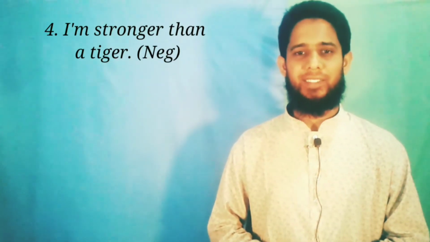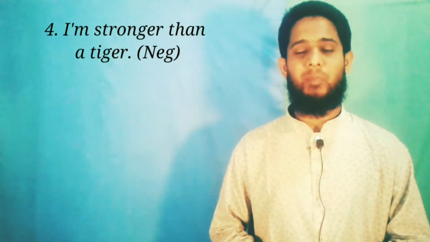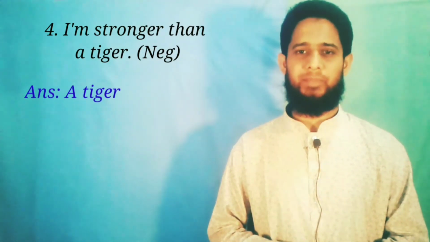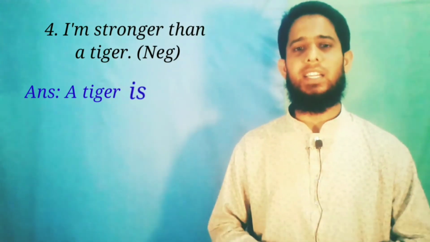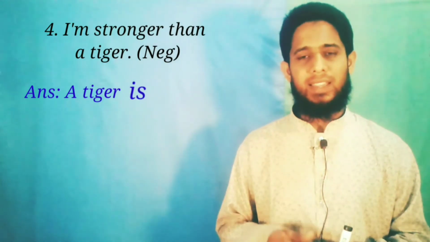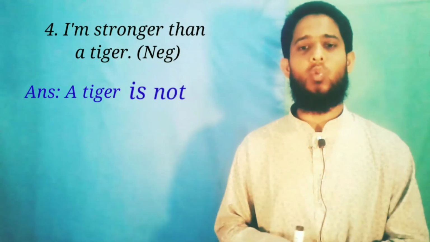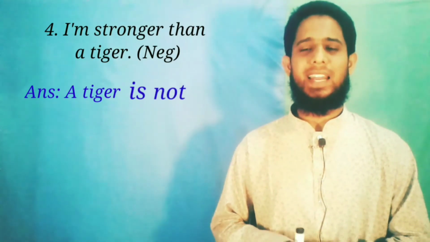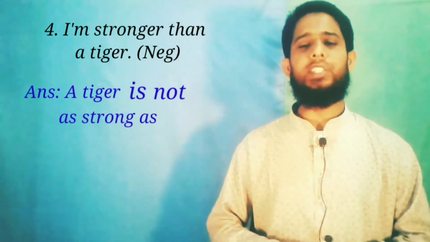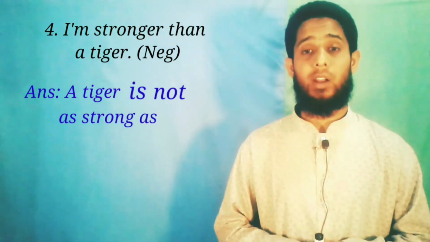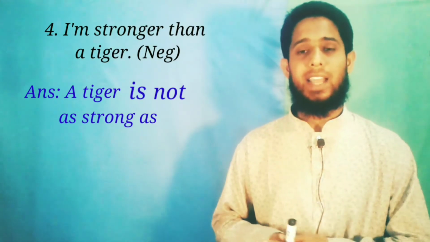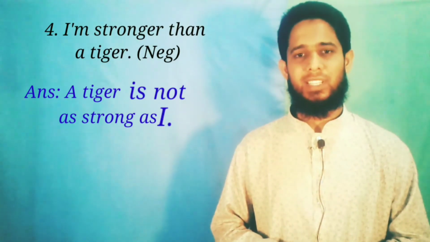Number 4, I'm stronger than a tiger. Dear students, it is also a comparative sentence. So we have to follow the rules of degree to make it negative. First take a tiger as a subject, then write auxiliary verb is, because a tiger is third person singular. Then add not according to the rule of degree, then as, then positive form of that comparative form stronger, which is strong, and as, and then the subject I.